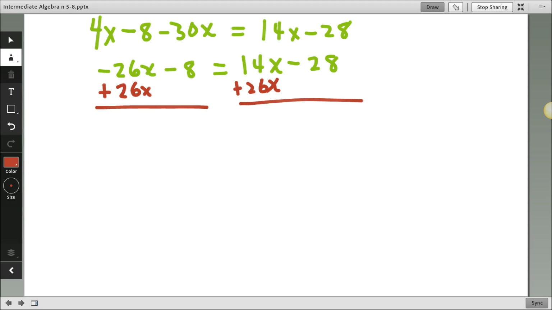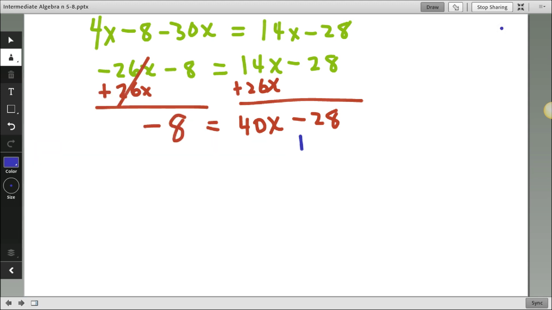Would it be wrong to subtract 14x? No. But it just makes my variable positive when I do it this way. So that gives me 40x minus 28. And at this point, if you don't have a two-step equation, you know you've kind of messed up somewhere, so go back and double check.